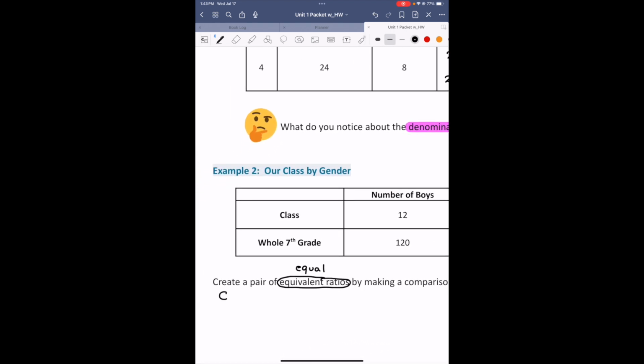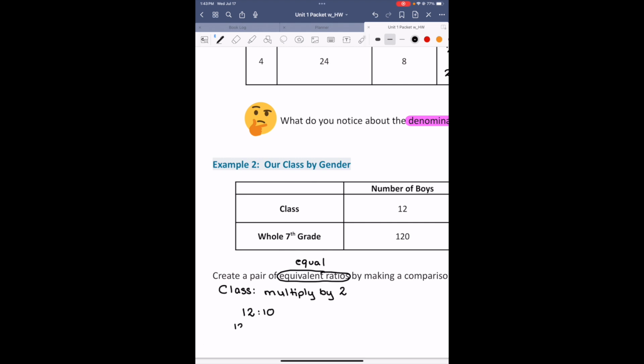So for the class, we can create an equivalent ratio. Let's say this time we're going to multiply by something. Multiply by 2. So I'm going to have my original ratio, 12 to 10, and I'm going to multiply them both by 2. So I'm going to have 12 times 2 and 10 times 2. These parentheses here just mean multiply.